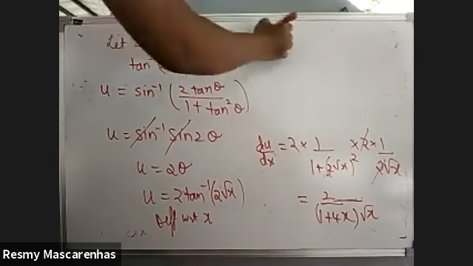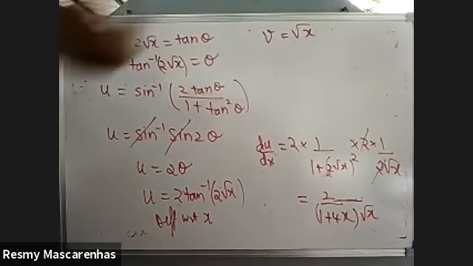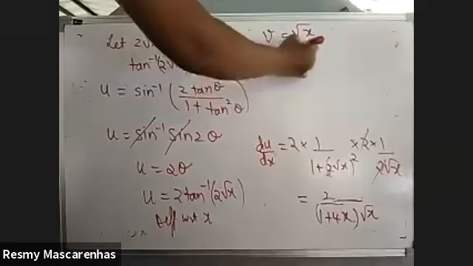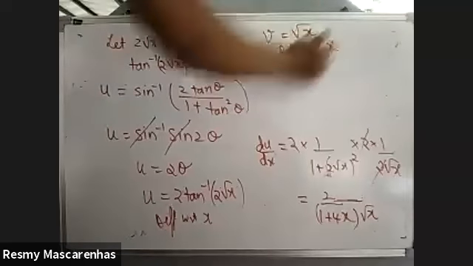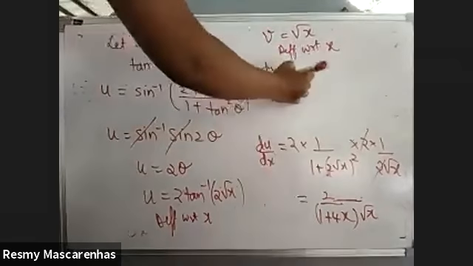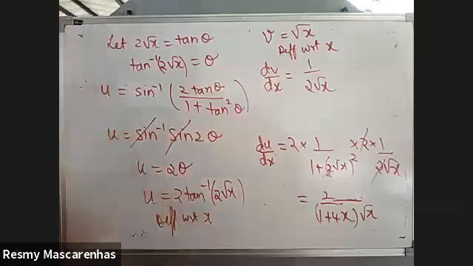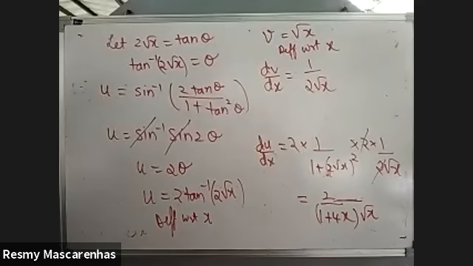v is simple. v is root x. Differentiate directly with respect to x. So dv upon dx will be 1 upon 2 root x. Now divide both the answers.